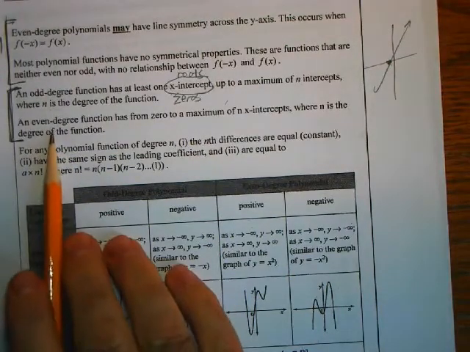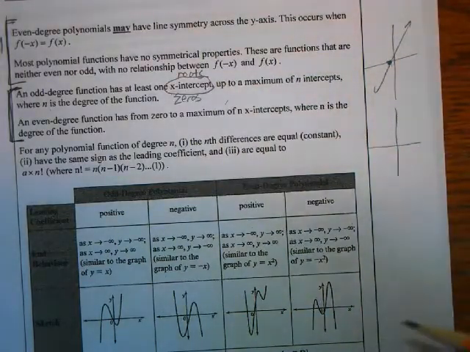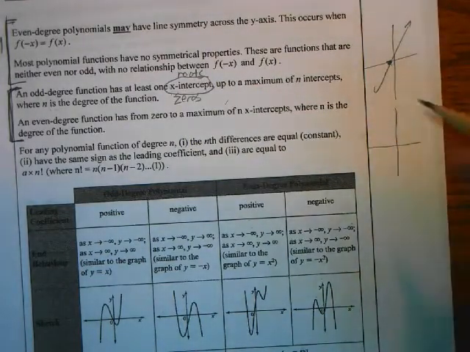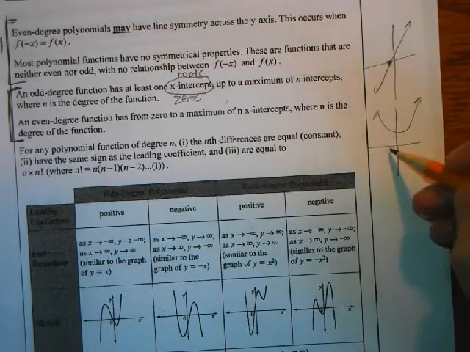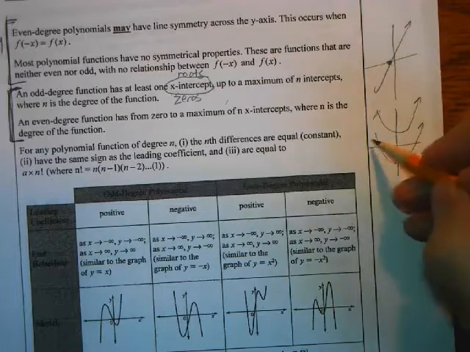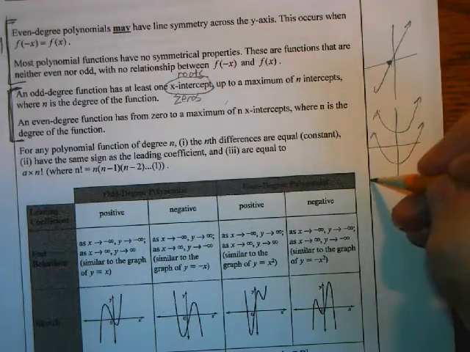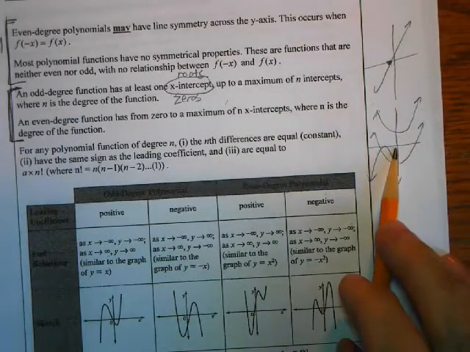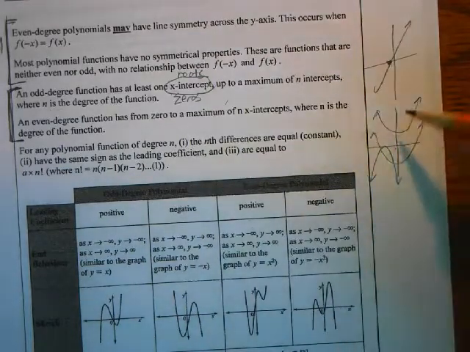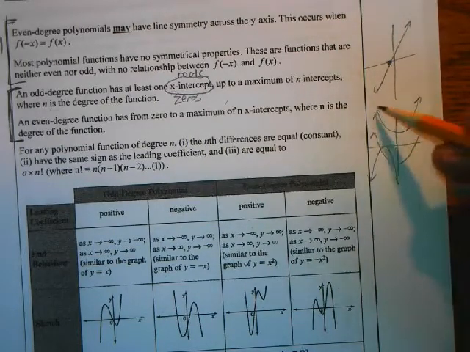Okay, even degree is a little different. So if you remember, now I'm going to draw a couple of quadratics here. So here's one, and here's another one. Now, I can draw another one too. Might be a little messy. So if you remember from grade 10, this quadratic has 0 x-intercepts, because it actually doesn't extend past the x-axis, so it has 0.